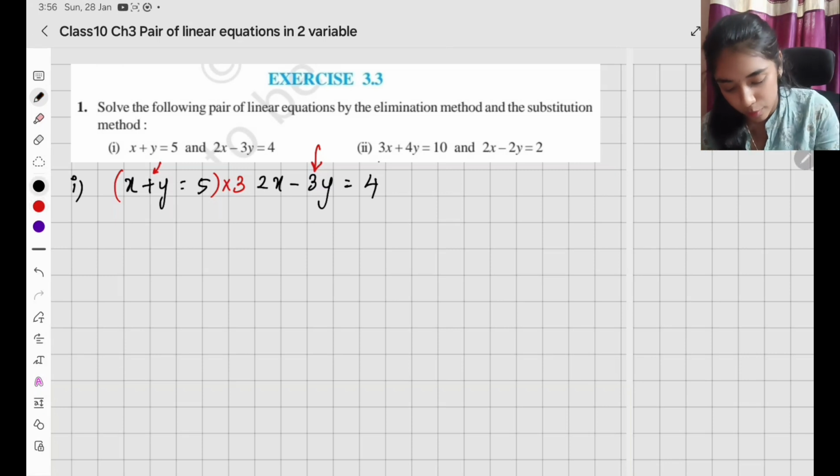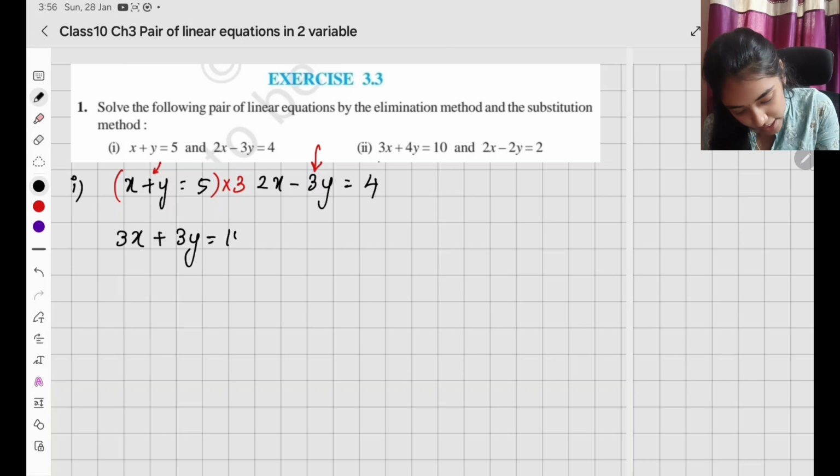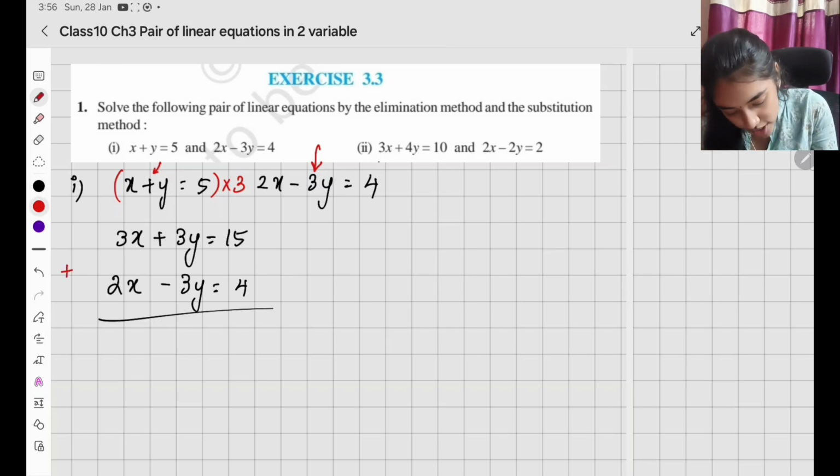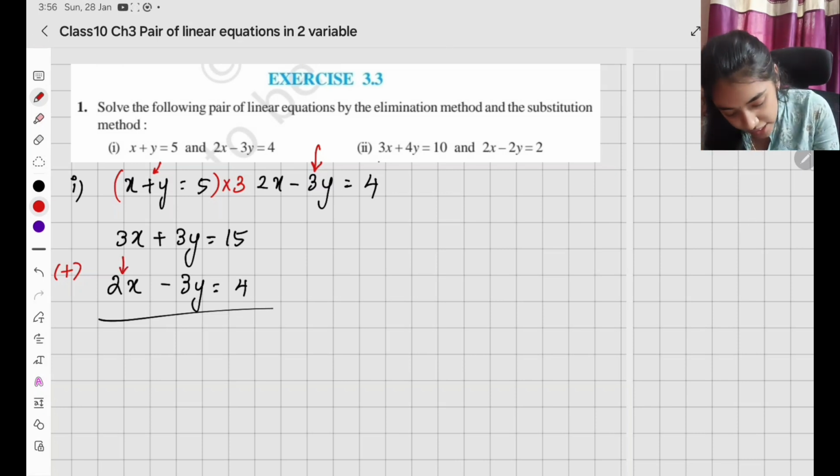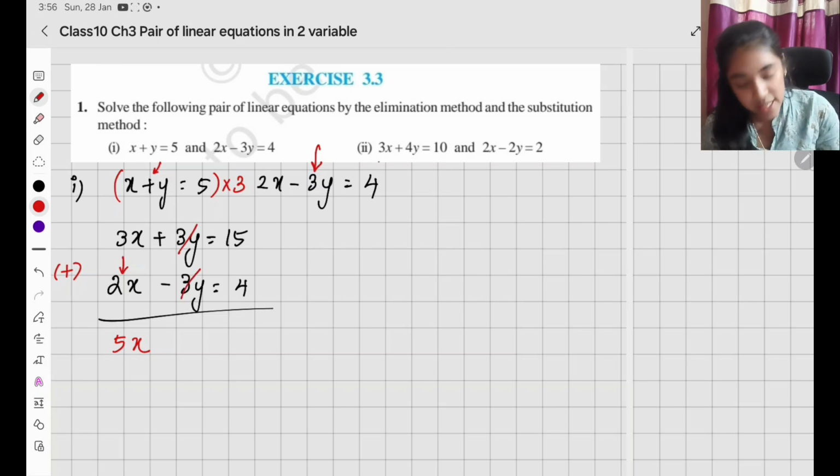Okay, இந்த example பார்ப்போம். இப்போ 3 ஆல multiply பண்ணா I have 3x plus 3y equals 5 3s are 15. இது ஒரு equation. Second equation என்ன? அப்படியே 2x minus 3y equals 4. Now I'm going to add. What is the overall operation? I'm going to add. When I add these two, I have 3x plus 2x is going to be 5x. 3y minus 3y, it is getting cancelled.